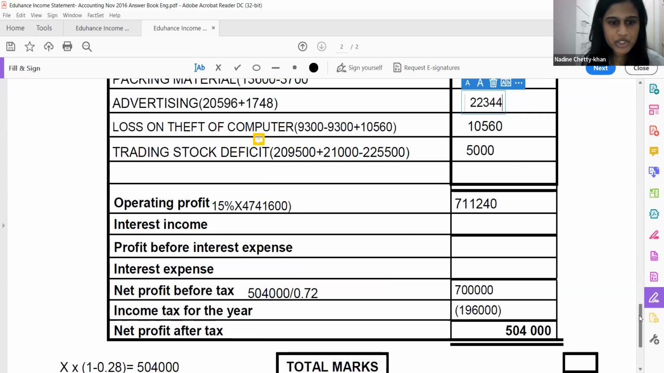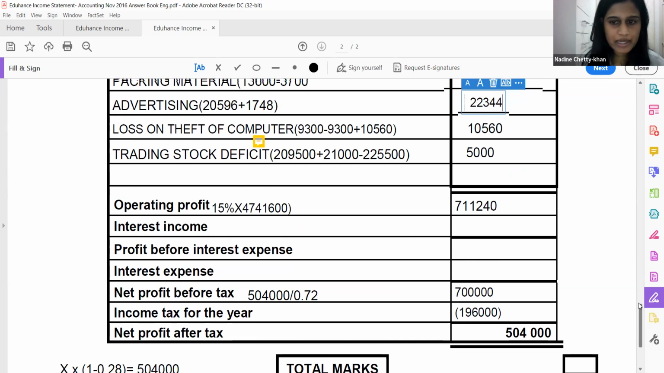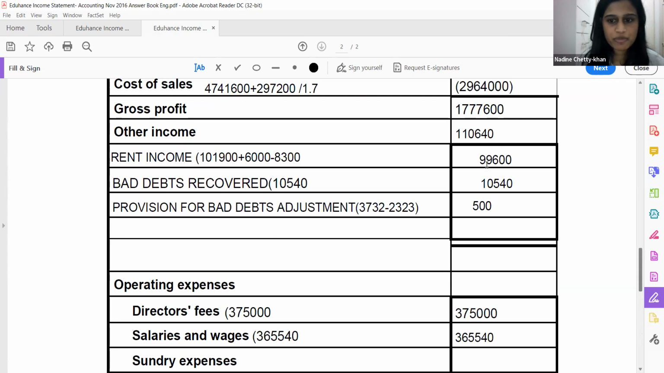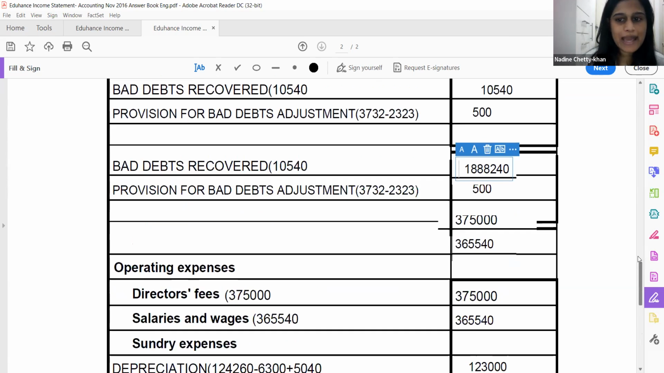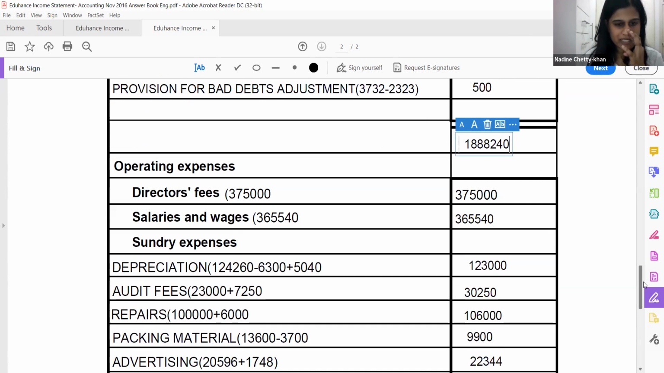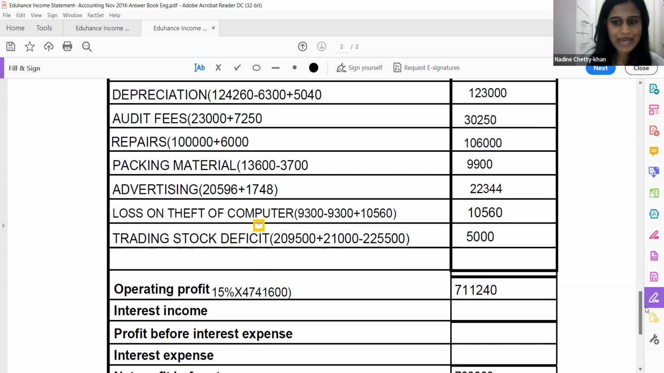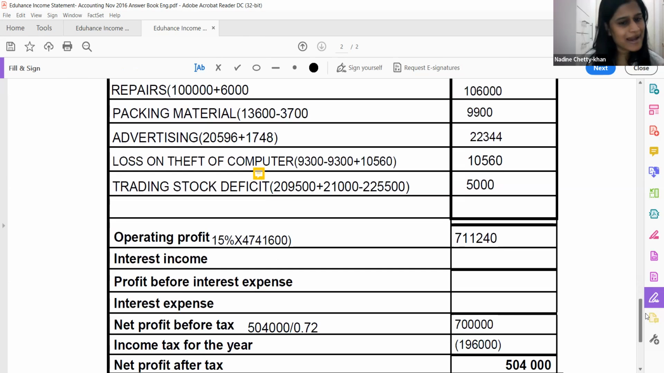What else can we do? Okay, we're going to come back to that. Let's go complete here. Gross profit plus other income. We can get a subtotal here of 1,888,240. Okay. So we have done the top part, our expenses. We have sundry expenses missing. We have operating profit. Aha.